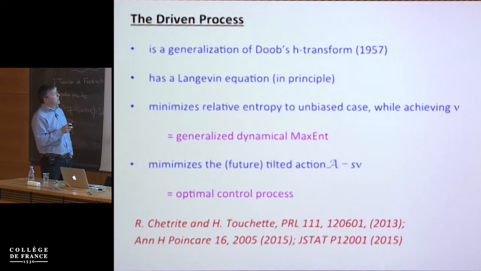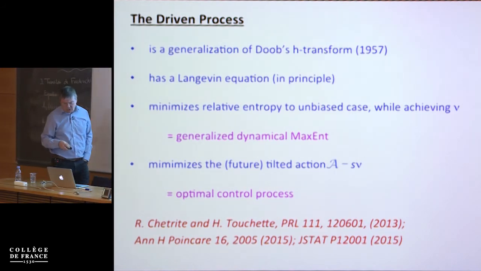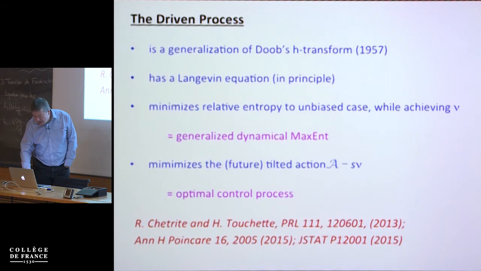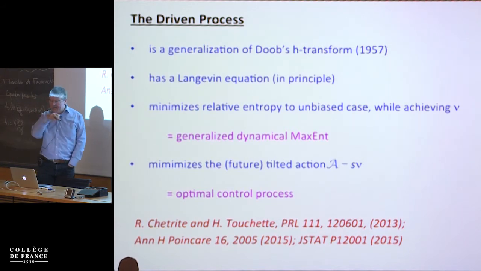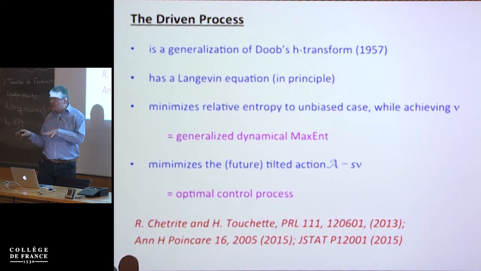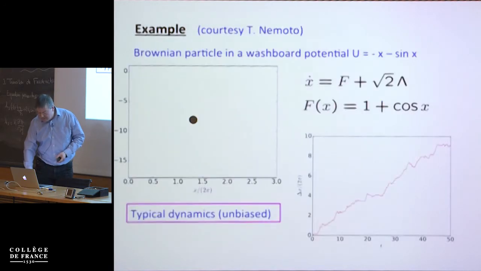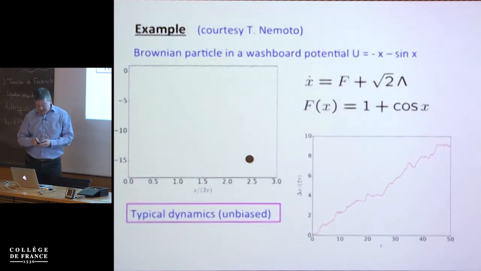So you can think of it as some kind of maximum entropy recipe for creating paths that achieve this target, and there's also an interpretation it has, which I won't go into, in terms of optimal control processes. So the driven process has connections with other areas where you talk about strategies for achieving things or strategies for minimizing a cost function. So here's an example.